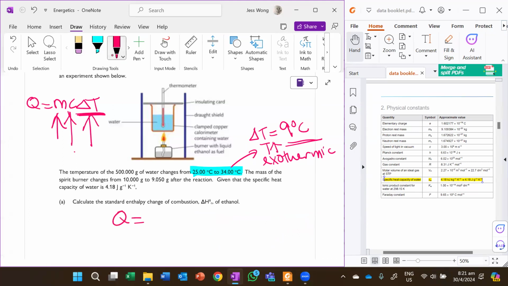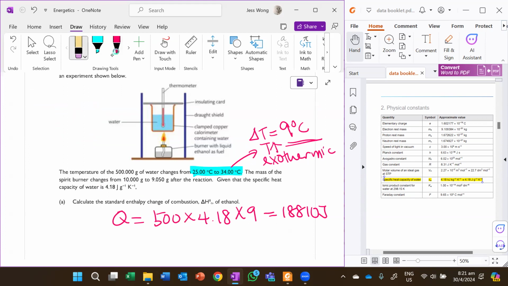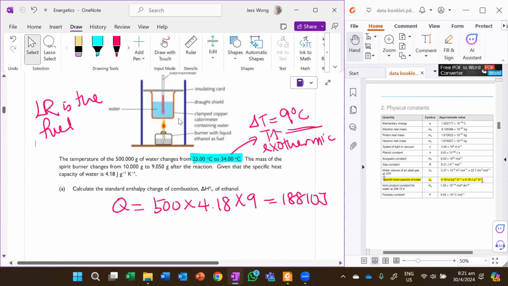Q is equal to MC delta T. C is given. So with your MC delta T, you find the Q, which will give you roughly 18810 joules. Then with that, in this case, we are doing combustion. In combustion, the limiting reagent is the fuel because air is all around us. Oxygen is definitely in excess. So we need to find the moles of our limiting reagent.